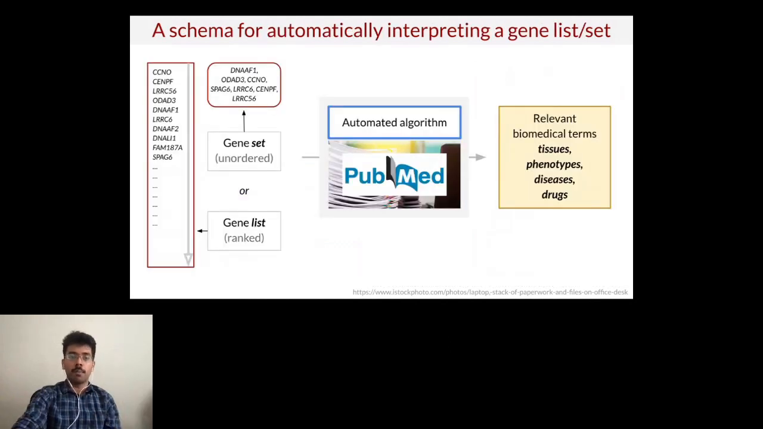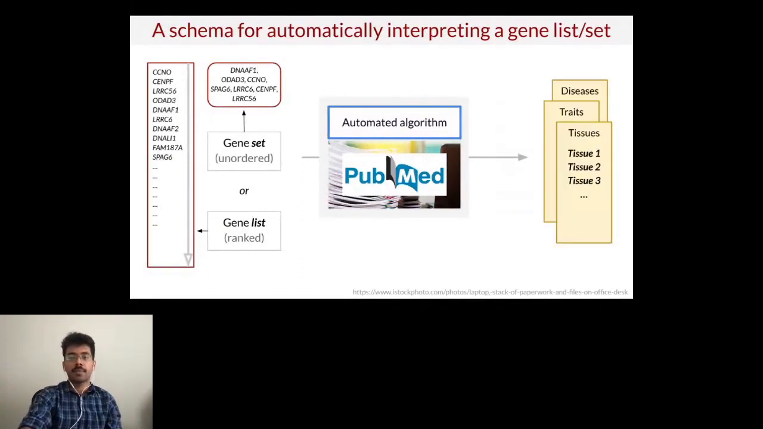Just to make the problem clear, we are interested in this very general schema. The input is either a ranking of genes or a small unordered gene set. We want to plop in some automated algorithm in the middle, and then the output should be relevant terms, very broadly defined in biomedicine. Ultimately, what we want is to get ranked, prioritized lists of maybe tissues, cell types, traits, diseases, symptoms, drugs, and so forth.